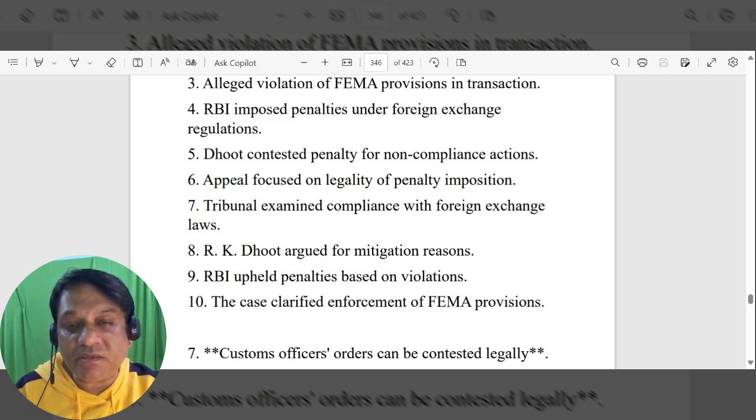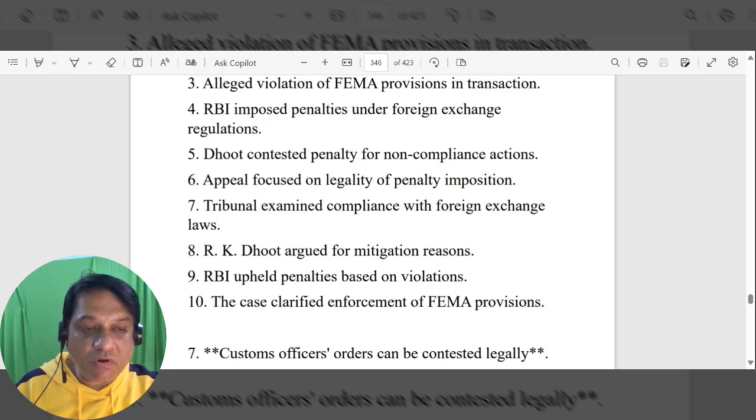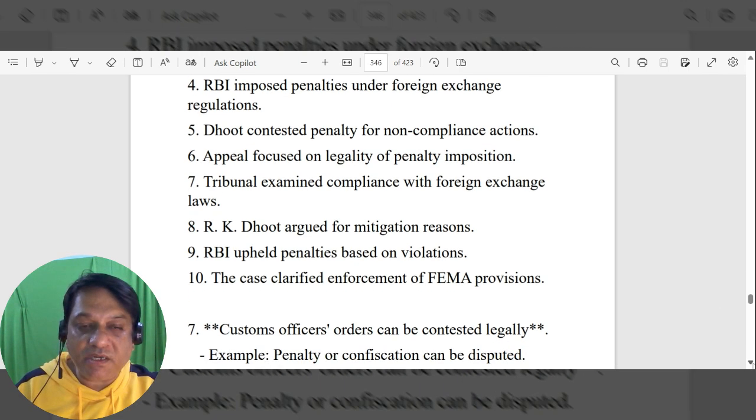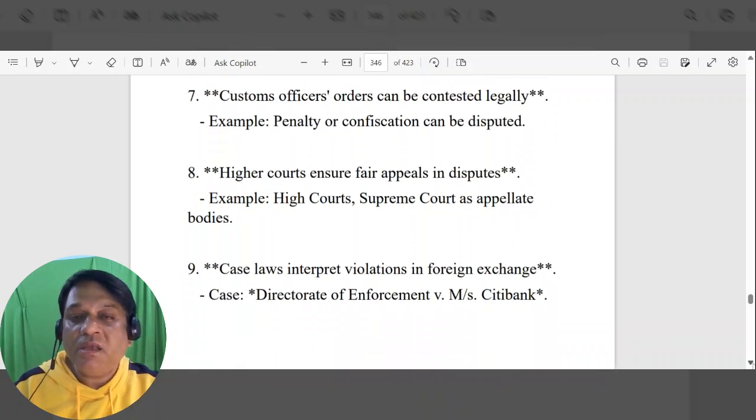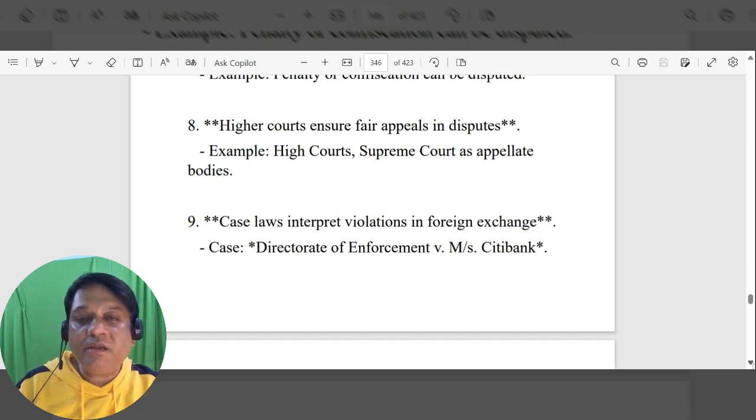Tribunal examined compliance with foreign exchange laws. R.K. Dhut argued for mitigation reasons. RBI upheld penalties based on violations. The case clarified enforcement of FEMA provisions. Customs officers' orders can be contested legally. Example, penalty or confiscation can be disputed. Higher courts ensure fair appeals in disputes.